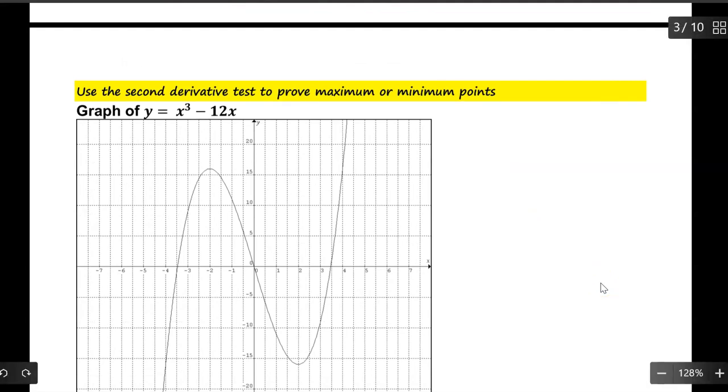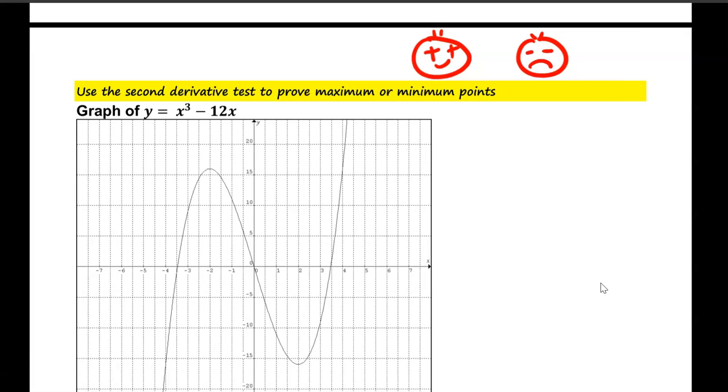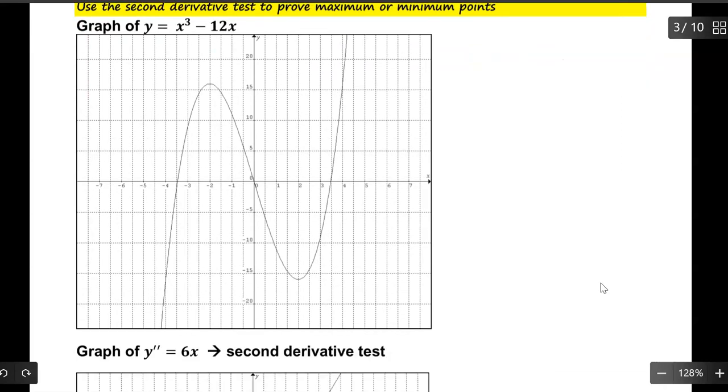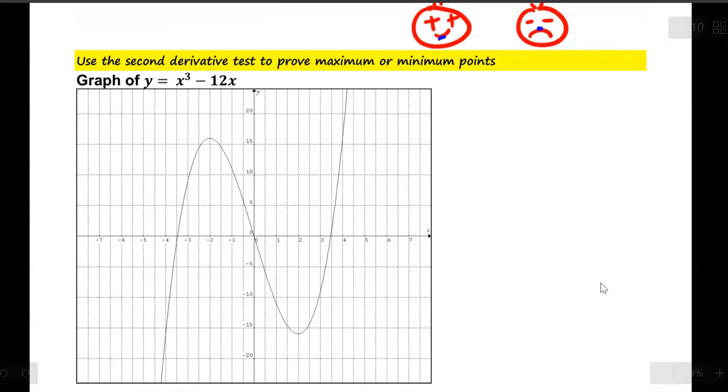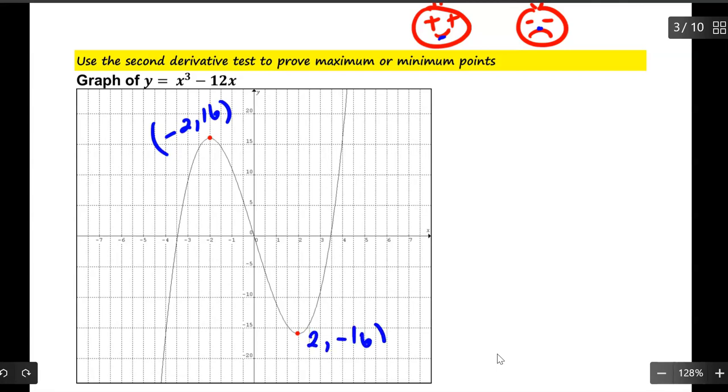Okay, so here is the face. Positive, positive, smiley. Negative, negative, grumpy. There. So we are going to base on this in order to figure out our positive and our negative. So what we have here is I am going to label this point again. Right here, this point and this point. So here I have negative 2 and 16, and here I have 2 and negative 16.